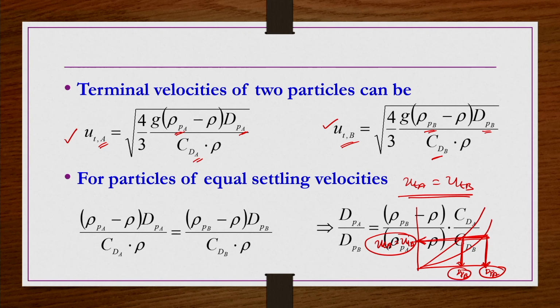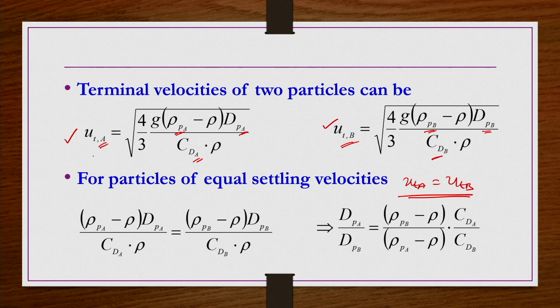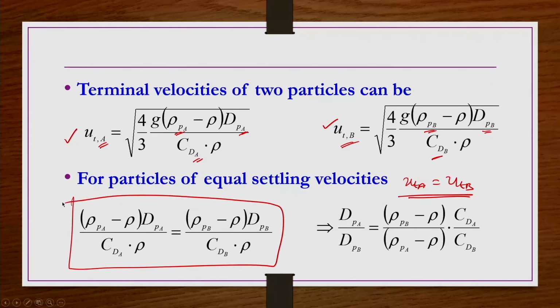Then from here, what we can get for dPA by dPB, when you take UTA equals UTB from these two expressions, you will get (rho PA minus rho) multiplied by dPA by CdA rho is equal to (rho PB minus rho) dPB by CdB rho. From here, dPA by dPB, you will get this expression: (rho PB minus rho) by (rho PA minus rho) multiplied by CdA by CdB. So, this is generalized, without taking any assumptions of Stokes or Newton's flow regime.